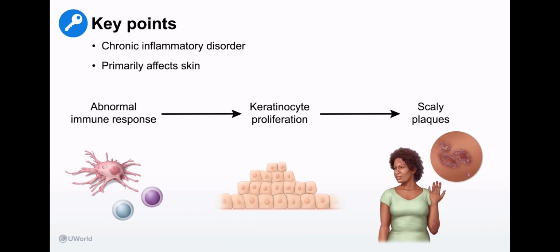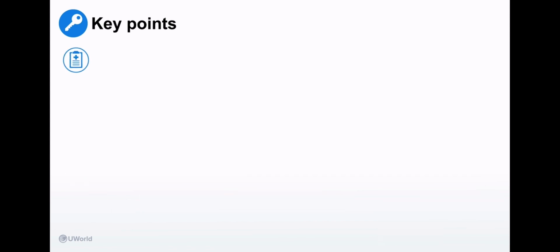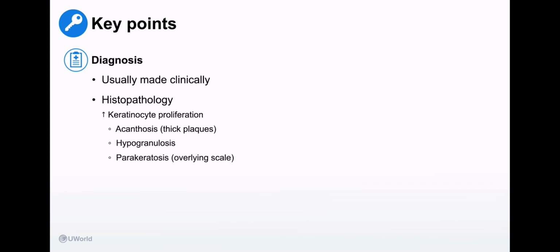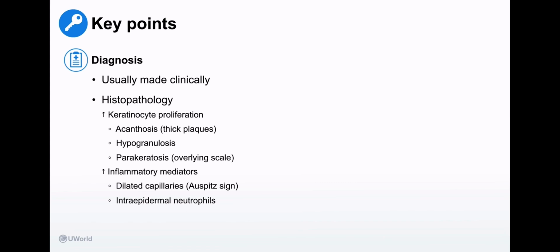It commonly affects the nails too and can cause pitting or onycholysis. Psoriasis is usually a clinical diagnosis, but a biopsy can be helpful in difficult cases. The histopathology reflects the rapid keratinocyte proliferation, which causes acanthosis with elongated rete ridges, hypogranulosis, and parakeratosis, as well as the increase in inflammatory mediators, which results in dilated capillaries underneath the thin suprapapillary plates and intraepidermal neutrophils.